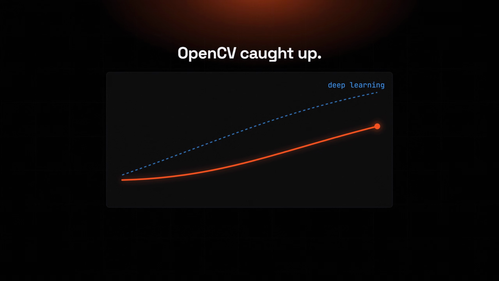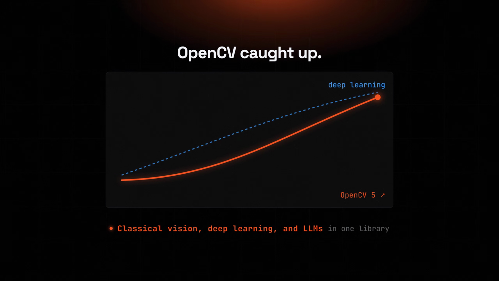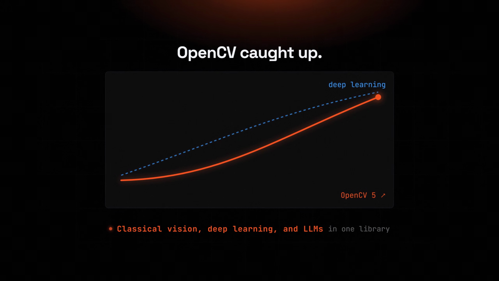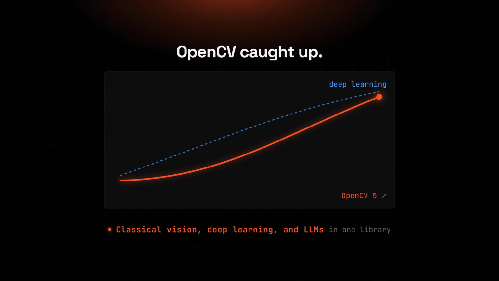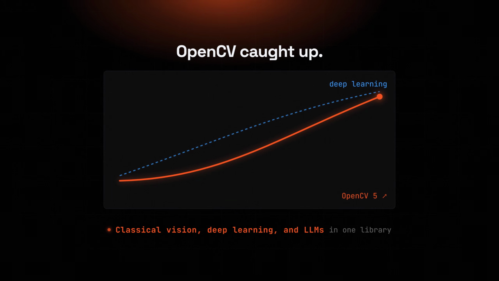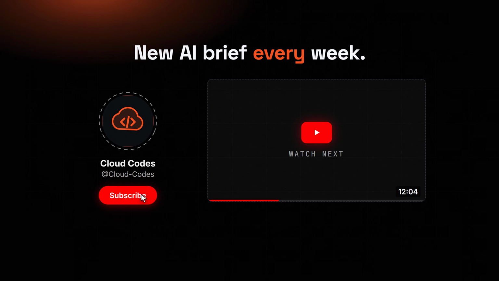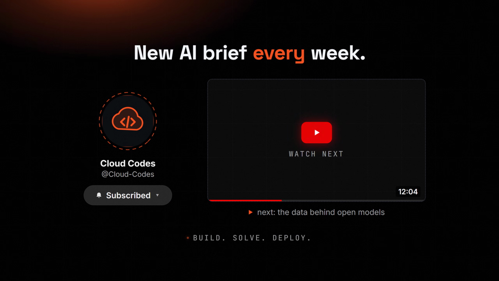And honestly, the whole story is a little poetic. OpenCV helped kick off the computer vision era, then drifted while deep learning sprinted ahead. Version 5 is it lacing up and chasing the pack down, and mostly catching them. One folder, one library that now does classical vision, deep learning, and language models on your CPU.